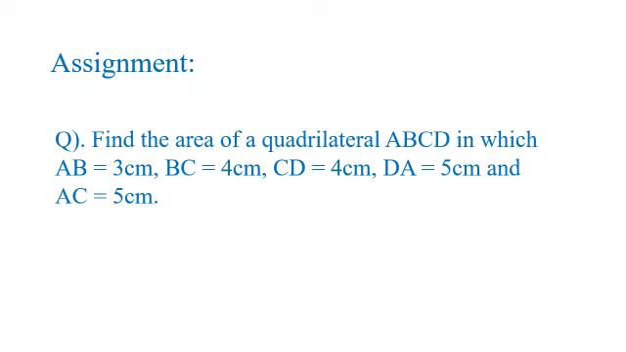So let us do this much for today. Now this is the assignment based on today's session. You have to find the area of a quadrilateral ABCD in which AB equals 3 centimeter, BC 4 centimeter, CD 4 centimeter, DA 5 centimeter, and AC equals 5 centimeter. So here all the sides and one of the diagonals are given to you, so you can approach it in a similar way.